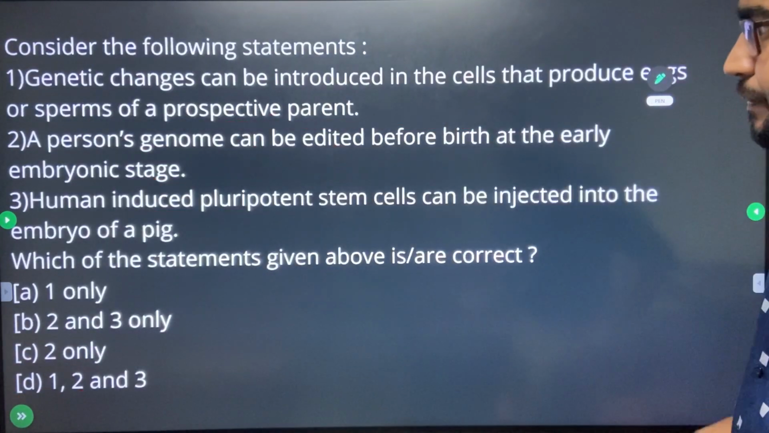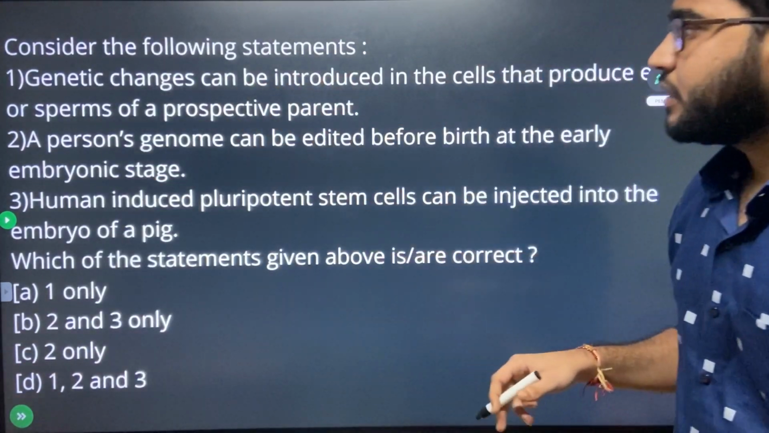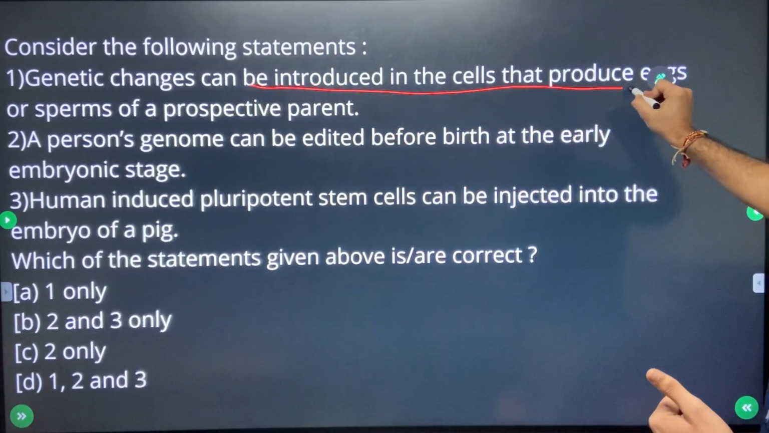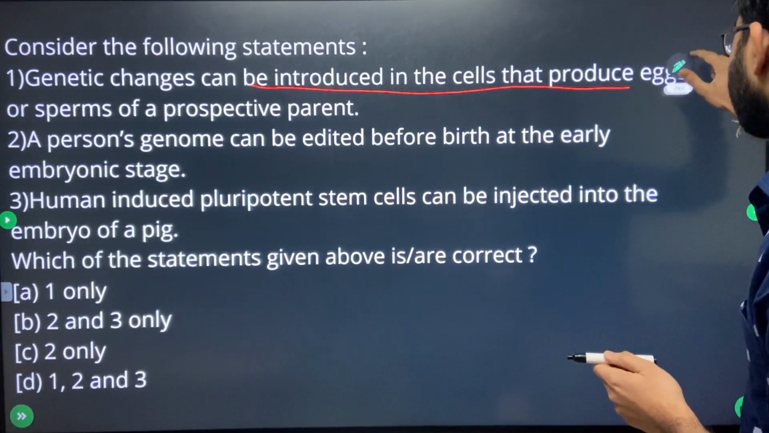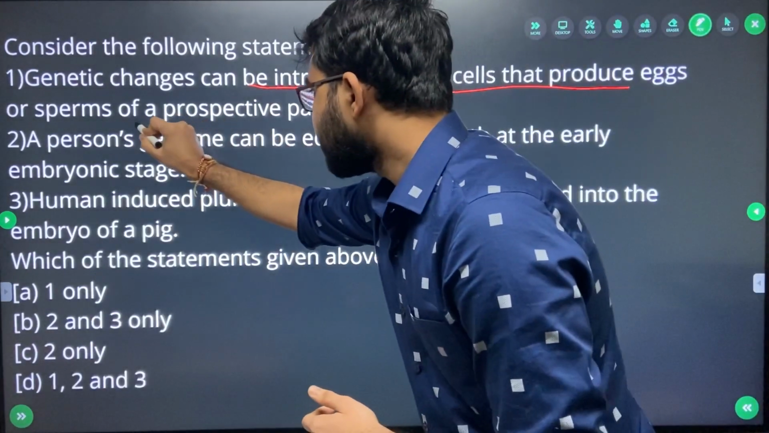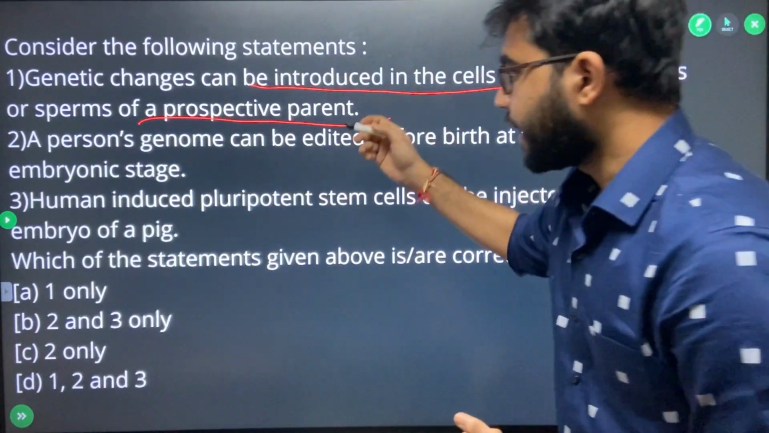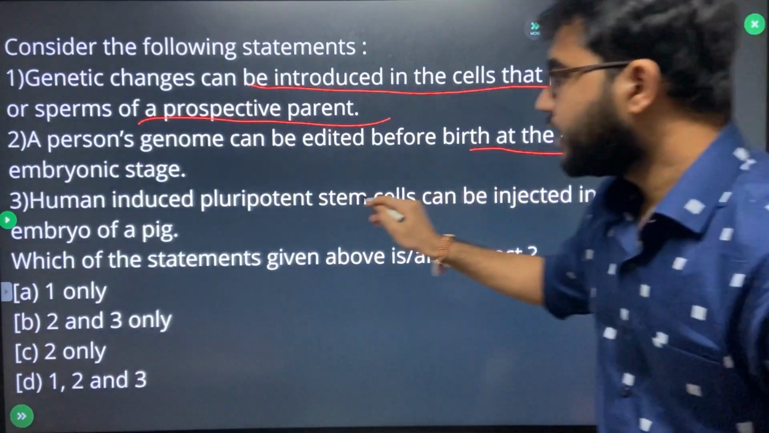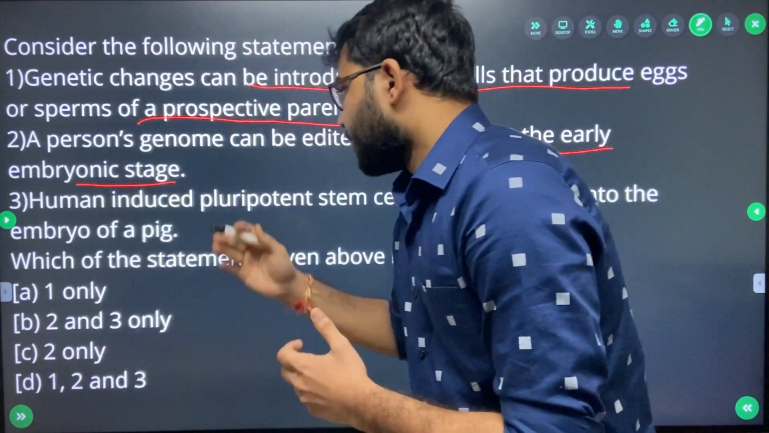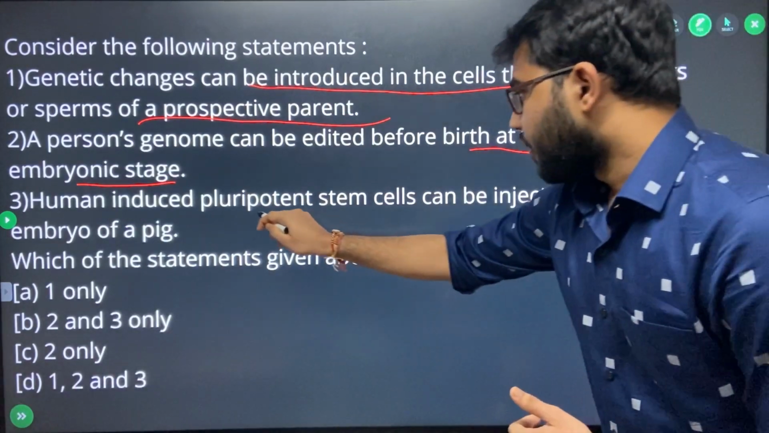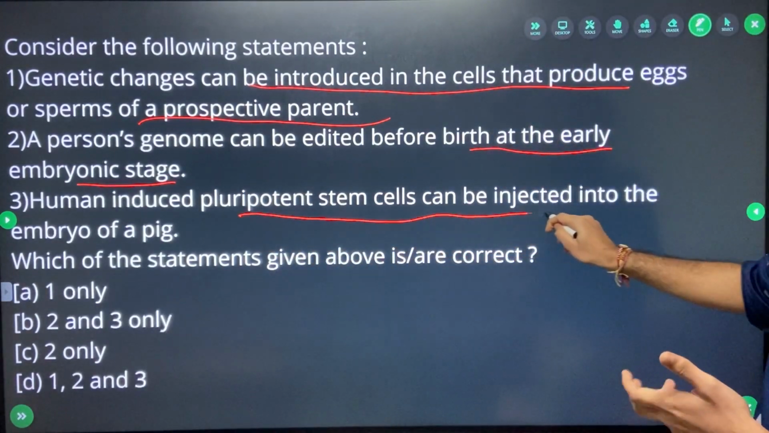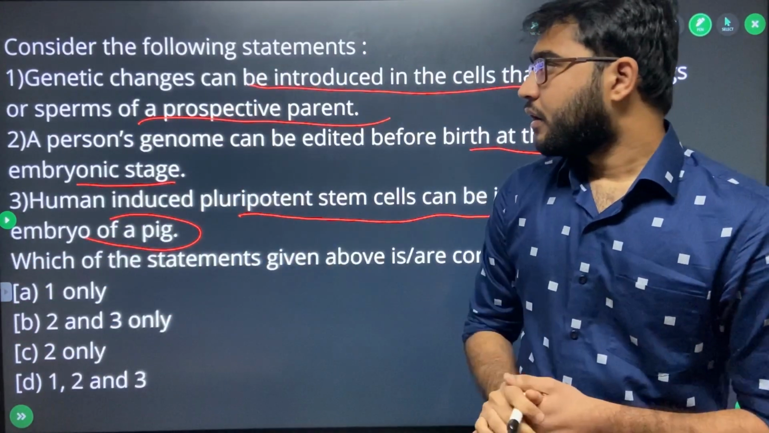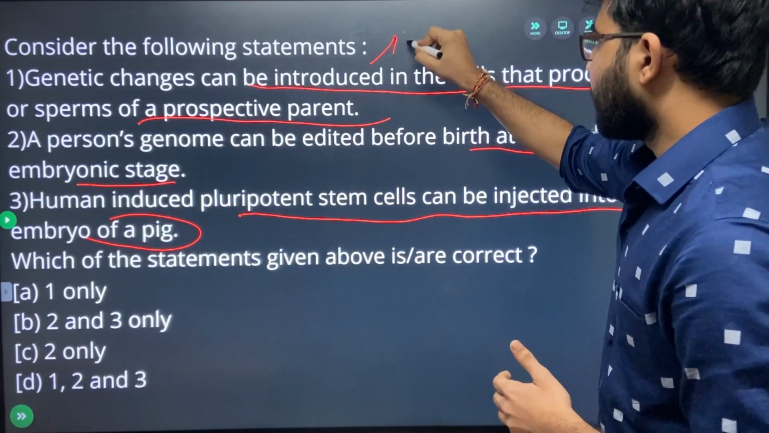Next question. Consider the following statements. Genetic changes can be introduced in the cells that produce eggs or sperms of a prospective parent. A person's genome can be edited before birth at the early embryonic stage. Human induced pluripotent stem cells can be injected into the embryo of a pig. So again, it is a question from biotechnology.